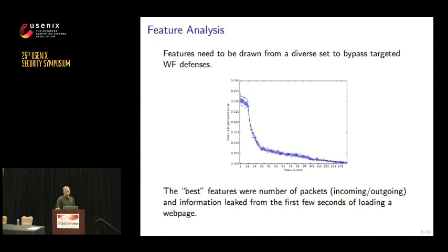And we also find that information that's leaked from the first second or so of a website load, so the GET request and then the downloading of the index HTML, leaks a lot more information than the end of the website load, which may be a bit variable.